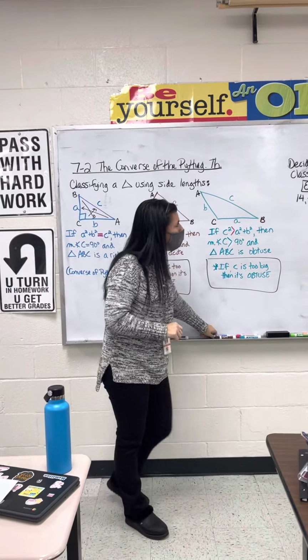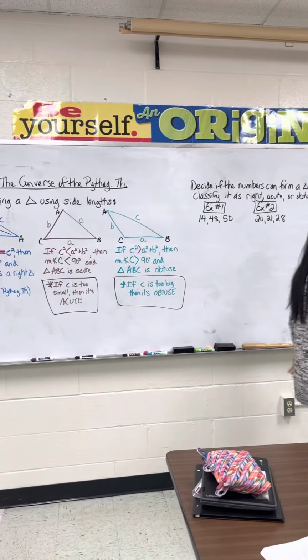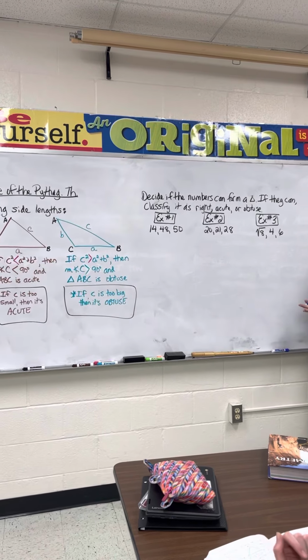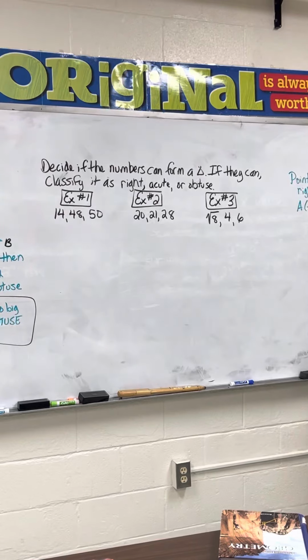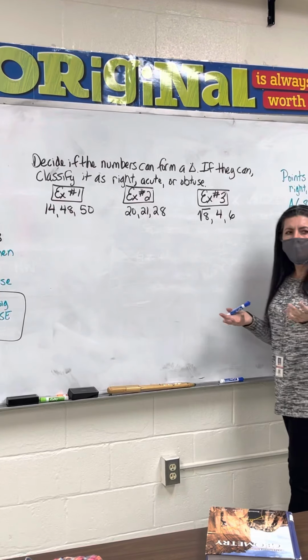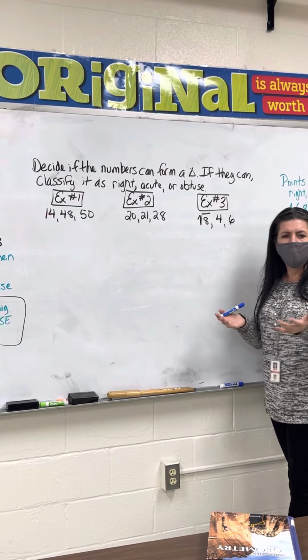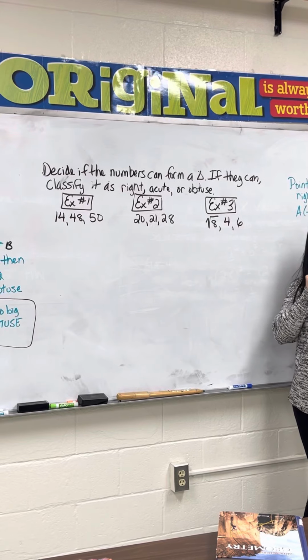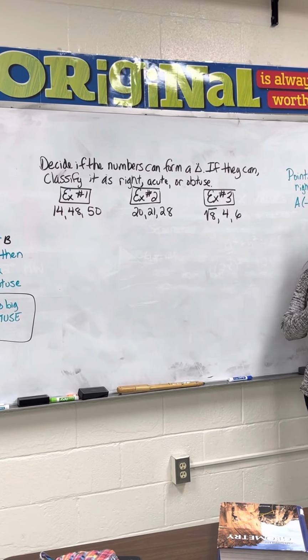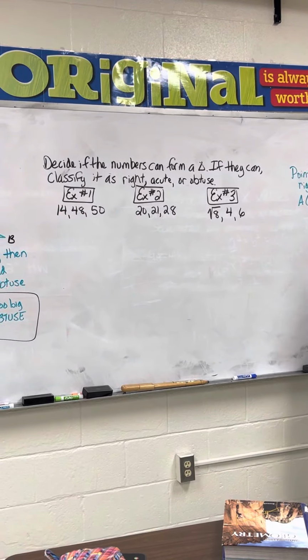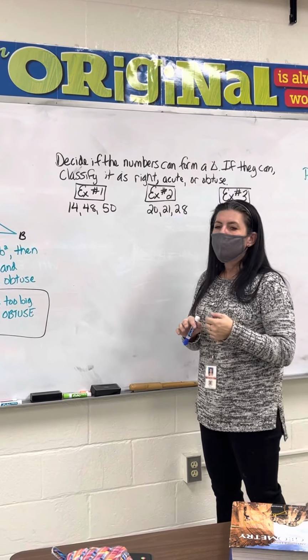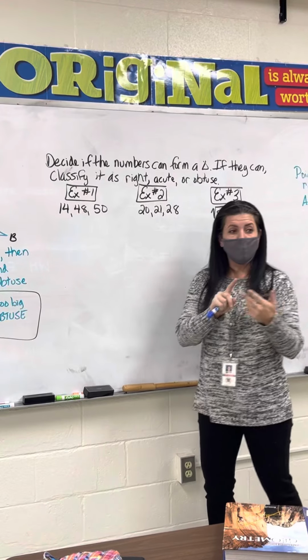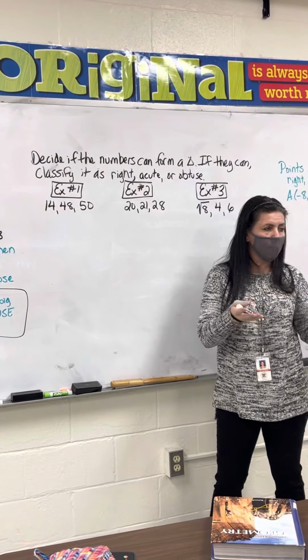First one says, decide if the numbers can form a triangle. What are they talking about there? We learned that last block, right? How do we know if three numbers form a triangle? Who remembers? You would add them together, and if they're greater than the other number, then they're... Got it. So you have to add two sides, and if it's bigger than the third side, then that means it does form a triangle.